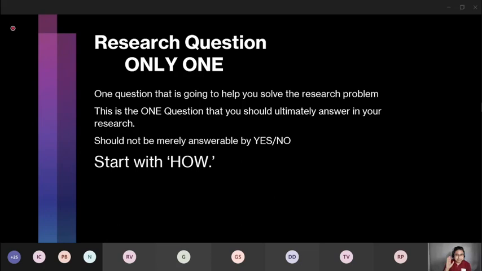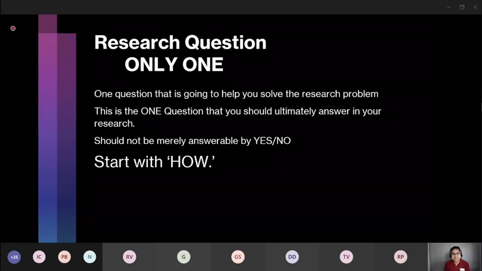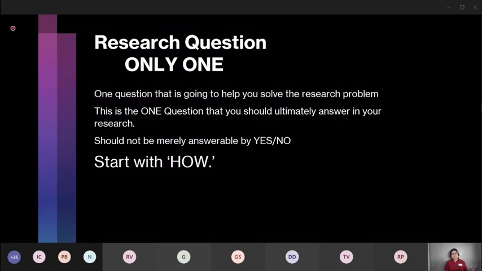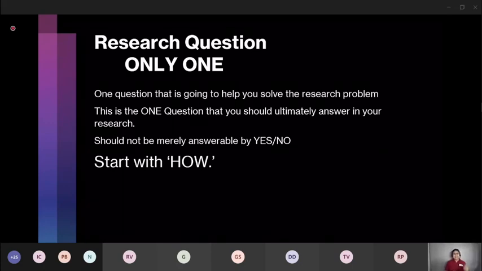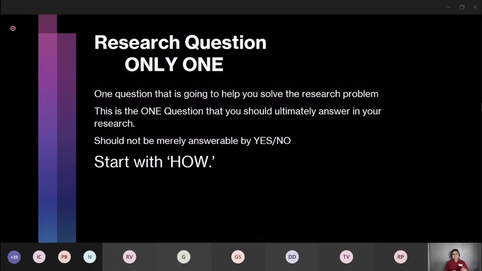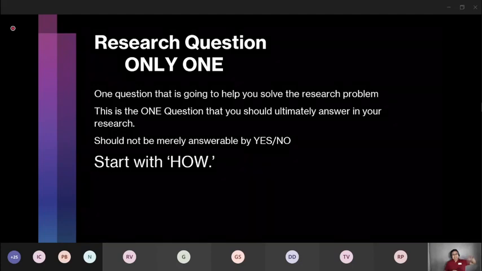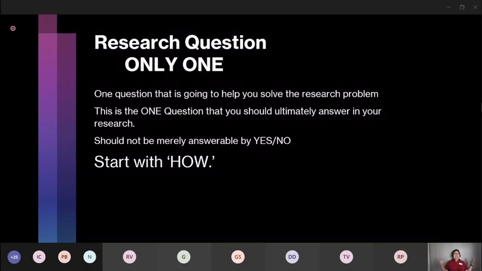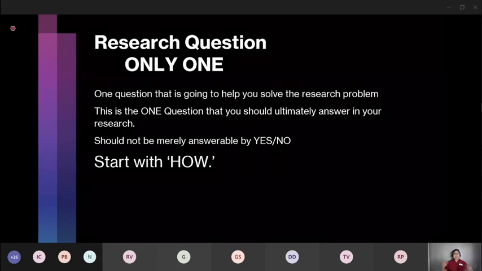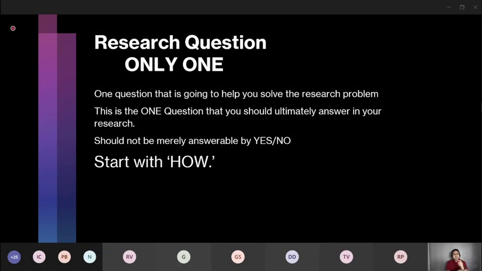Now, for your research, make sure that you only have one research question. I have seen students asking so many questions that are not even related to each other. One question goes there, another question goes there. Since you're doing only one research, there's only one ultimate research question that you're going to answer, just like what I told you a while ago about the Blue Ribbon Committee.